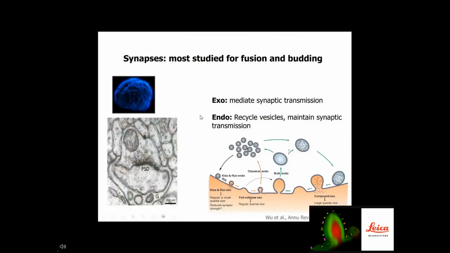The most used preparation for the study of fusion and budding is the synapse, where you have about 200 vesicles or so in the nerve terminals. And these vesicles contain neurotransmitters that can be released out via exocytosis to mediate synaptic transmission. And after that, the endocytosis will occur to recycle these exocytosed vesicles and therefore to sustain synaptic transmission.